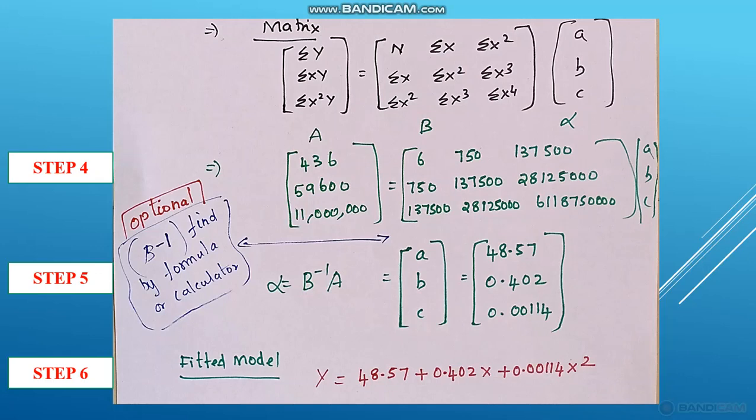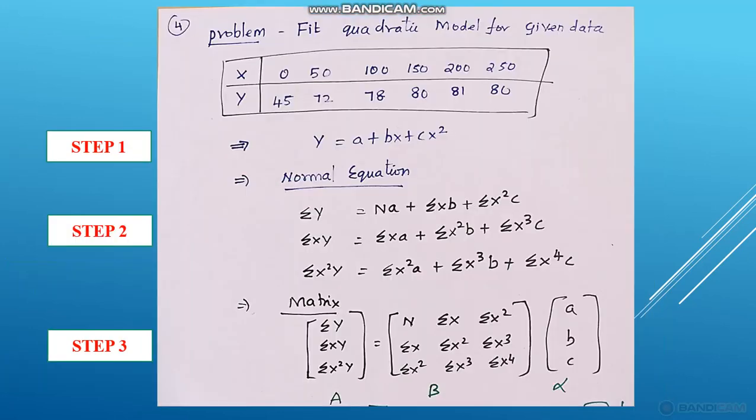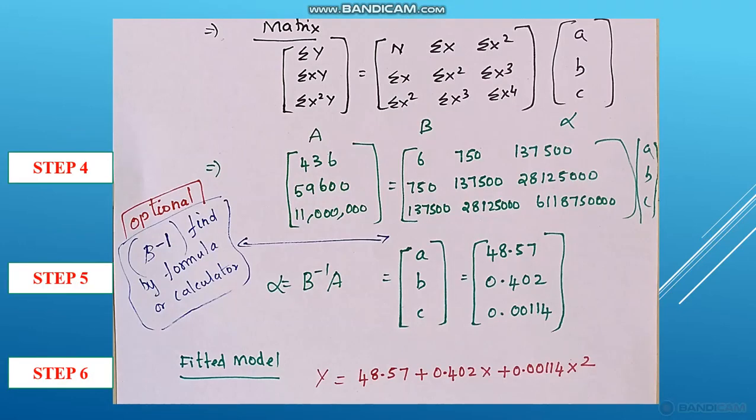So the first step is you want to write the model, and the second step is you want to write the normal equation. The third step is you want to write the matrix. The fourth step is you want to fill all the values of the matrix, and the fifth step is you want to write the parameter values. The last step is you want to write the fitted model.